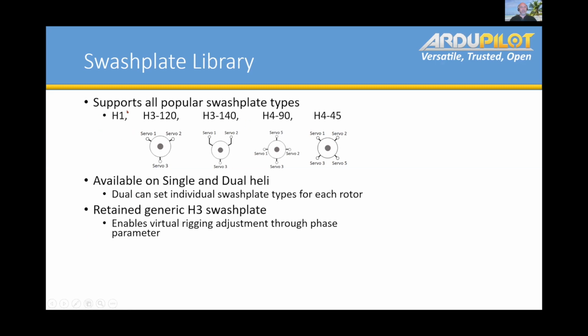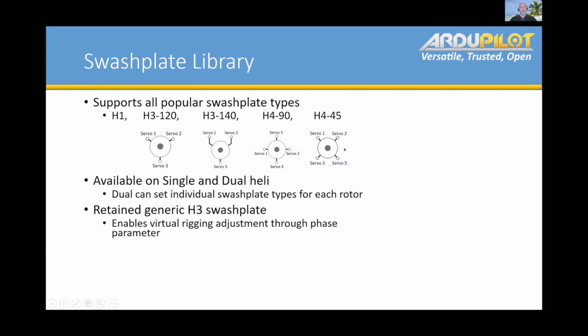H1 is just the mechanical mixing that's done between the pitch, roll, and collective. They call it an H1. So that's all mechanical, and all you're really specifying is collective, pitch, elevator and aileron. Whereas these other ones are forms of CCPM, collective cyclic pitch mixing. You can do these as well as reversals of these if they're turned backwards, all through the code now with this Swashplate library.